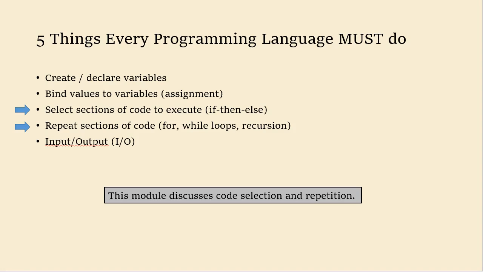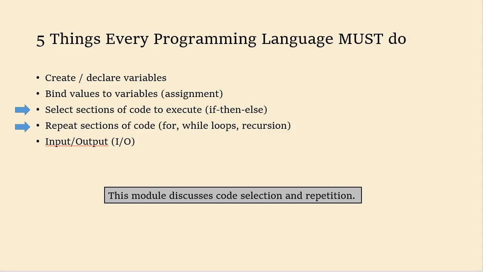And then you have to be able to select sections of code to execute. That's your typical if-then-else structure. I call it selection both to remind you of why it's there, and we'll talk about why you need that in a minute, and also because there's different forms of if-then-else. So selection covers them all.